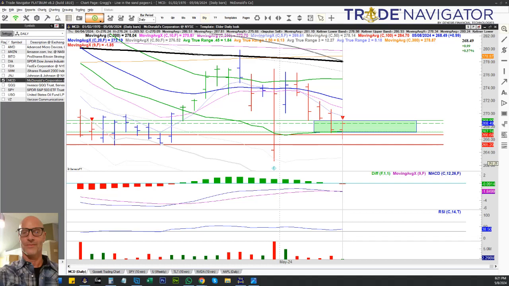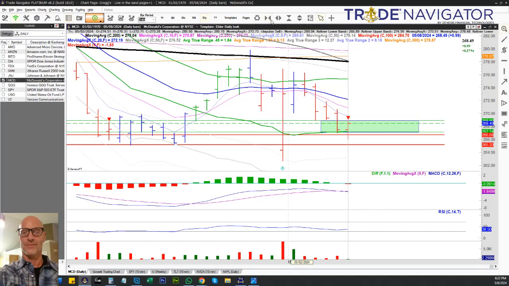Just wanted to share a trade that I took with you today on McDonald's on the 5-minute chart. It's a really good example of using multiple time frames in your trading. And so let's start off with McDonald's here on the daily chart.